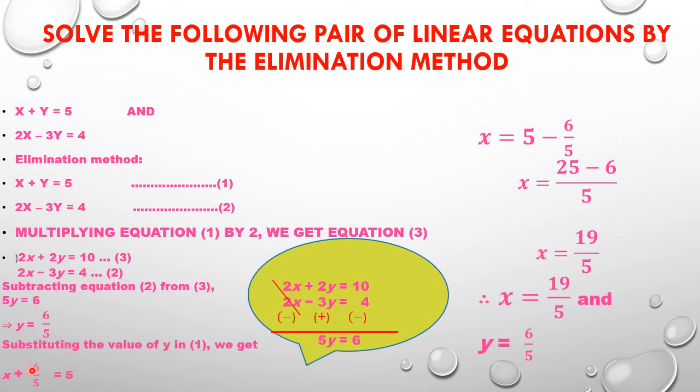So here it goes. We have substituted the value of y. It means we have replaced y with 6 upon 5. And in the next step, we have transposed 6 upon 5 to the RHS. Then we have taken the LCM. We cross multiply 5 with 5. We get 25 minus 6 and the denominator becomes common. And thereby we get the value of variable x is equal to 19 upon 5.